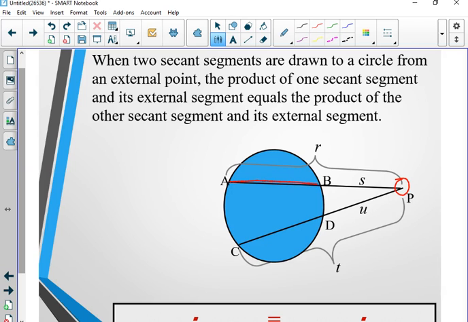So here's a secant, and here is the external. Here's the secant, and here's the external.